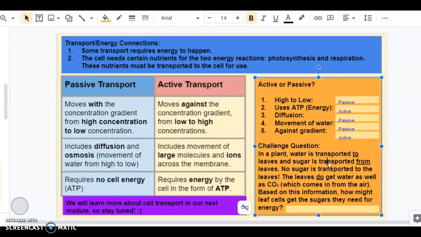Here's a challenge question for you. Pause the video and take a minute to read it and try to answer. Then come back and check your answer.